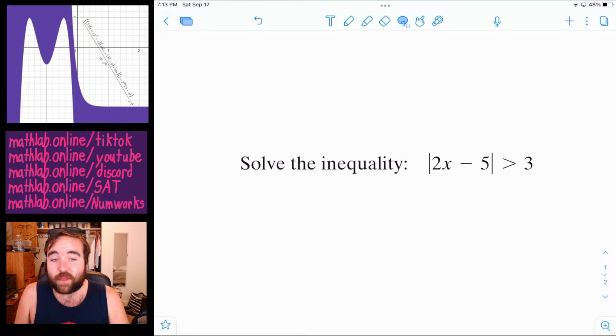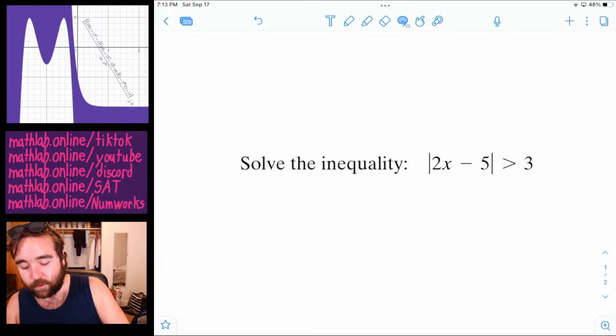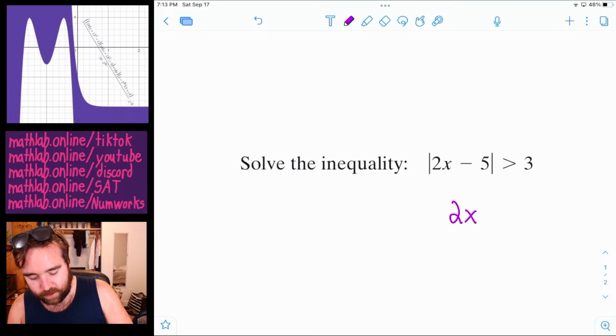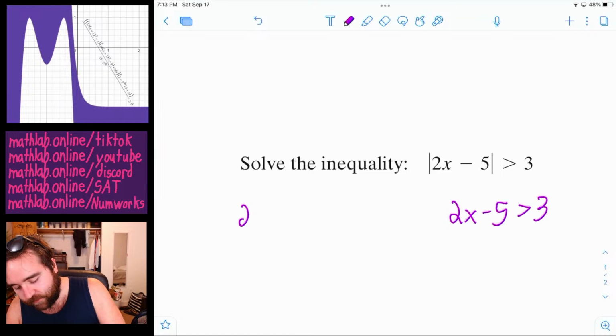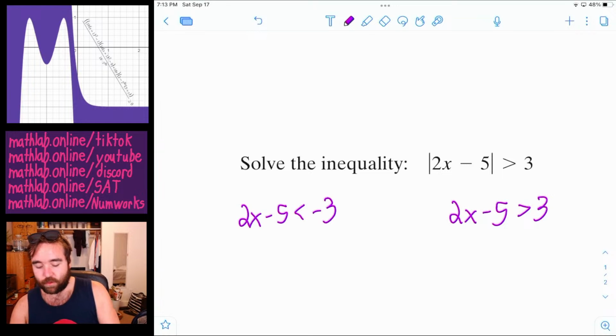Here's another inequality with absolute value. So what are we going to do? We're going to split it up into its two separate equations. 2x minus 5 is greater than 3. 2x minus 5 is less than -3.